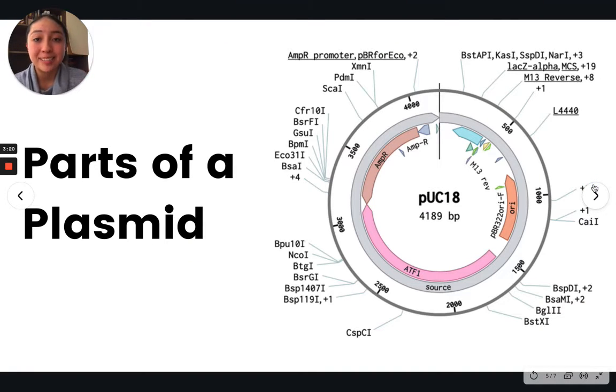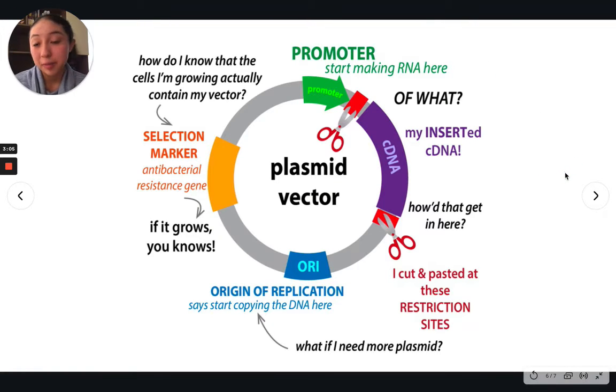Now, what are the parts of the plasmid? This is actually a screenshot that I took from Benchling when I was designing my own plasmids. However, please don't feel intimidated by all of the components. This is actually kind of easy when you understand the basic topics. So let's go ahead and learn about the parts of a plasmid.